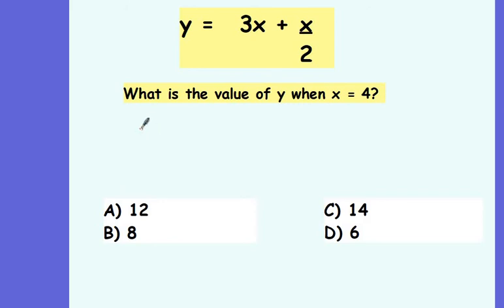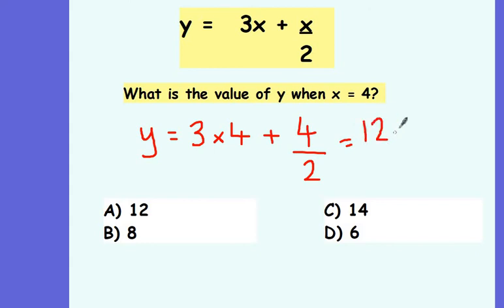Right, let's go through it. We've got y is equal to 3 times x, which is 3 times 4, plus, I've been given another x, 4 over 2. Rowan, what's 4 over 2 equal to? 4 divided by 2 is just 2. 3 times 4 is 12, so I've got 12 plus 2, which is 14. The correct answer was C. Well done if you got that right.